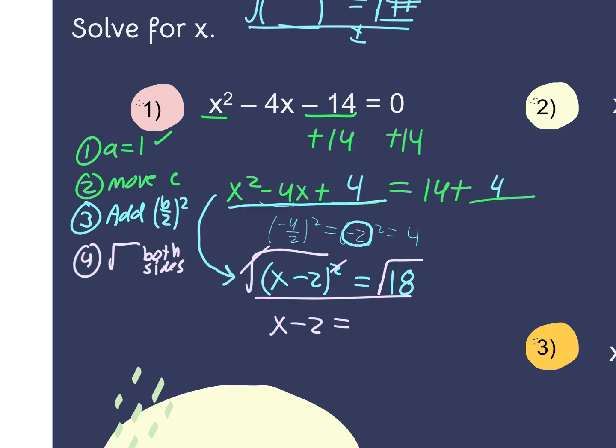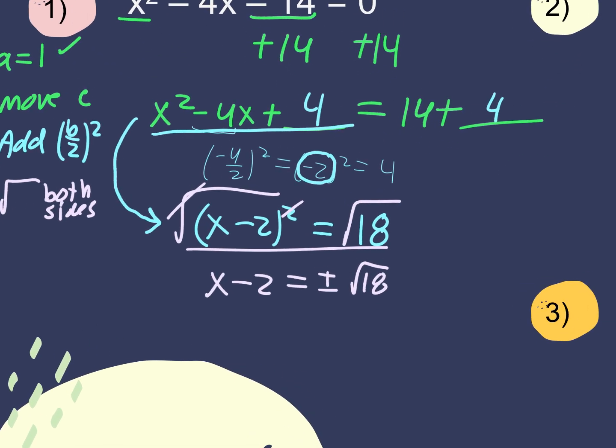Good, right? Glad that you said plus minus. A lot of people forget it. Plus minus the square root of 18. When you're taking the square root of x squared, or anything squared, any variable squared, it's going to be a plus minus. You need to account for both solutions.